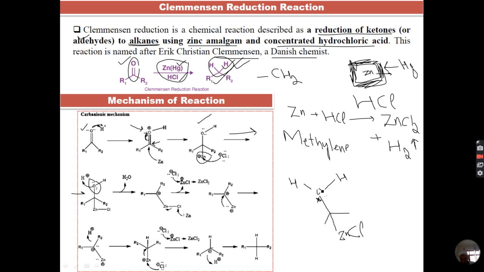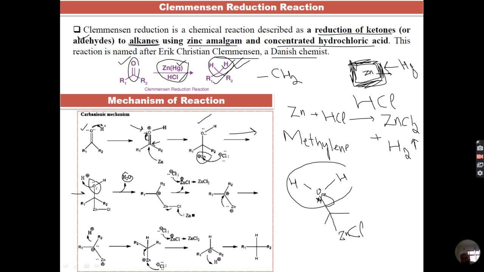Now since oxygen has a plus charge, we know it is unstable. So what it does, it takes this bond away to stabilize it. So the result is that a water molecule is released. Here you can see, it is actually removing this water molecule. So what will form here? This R1, R2. This carbon has a plus charge and this is ZnCl.